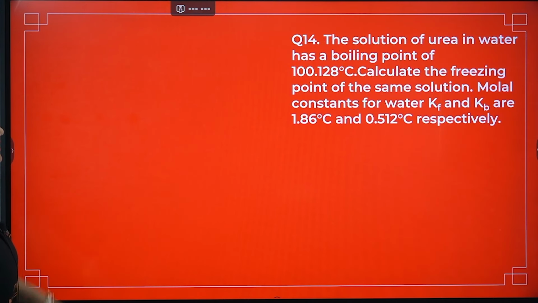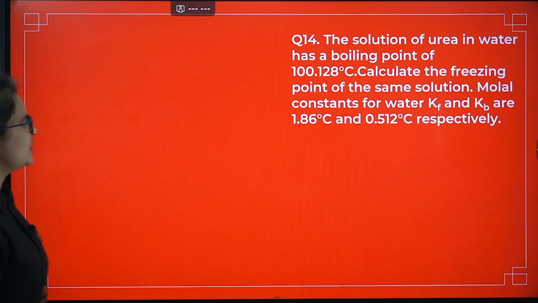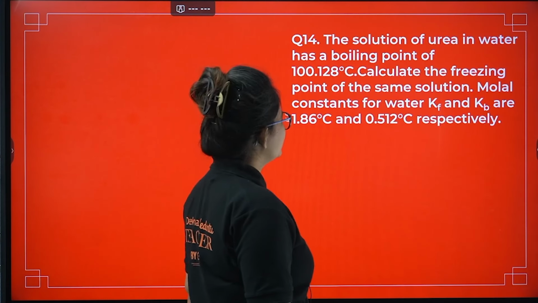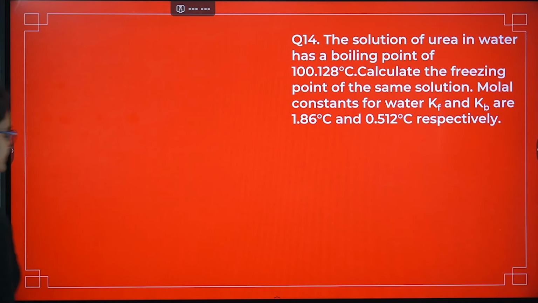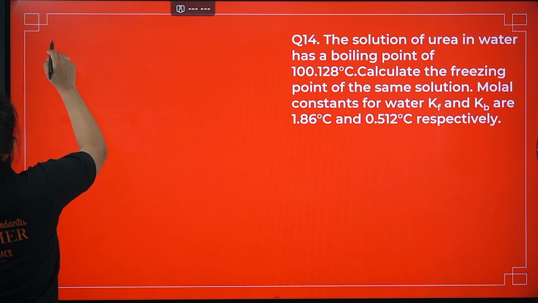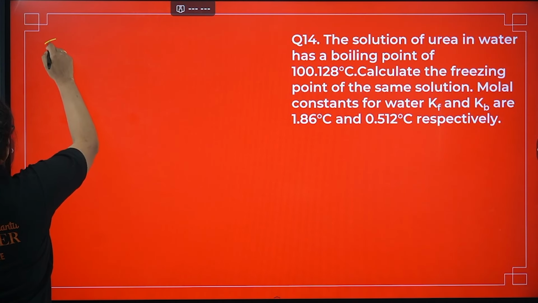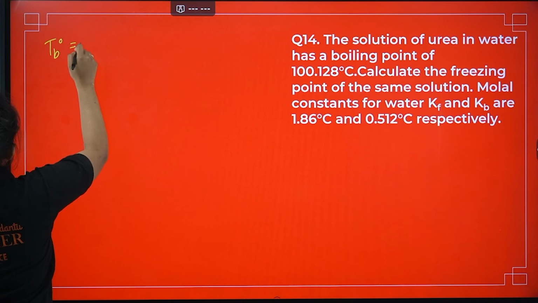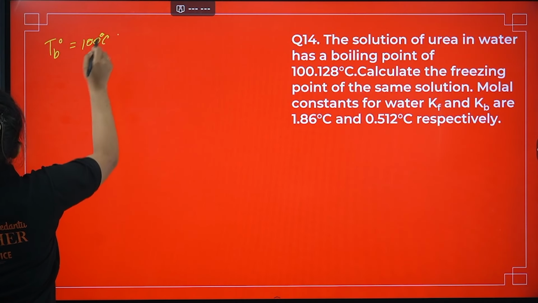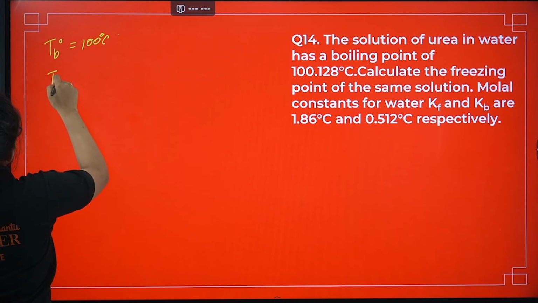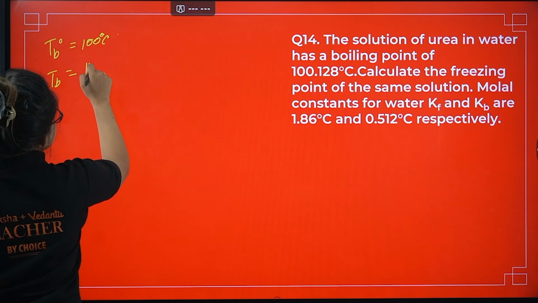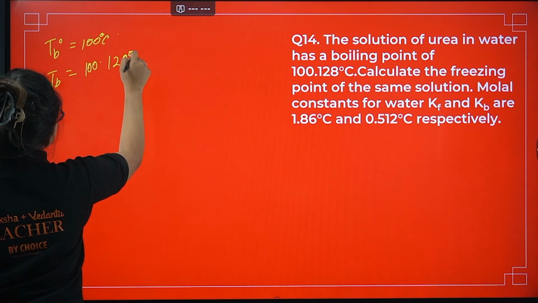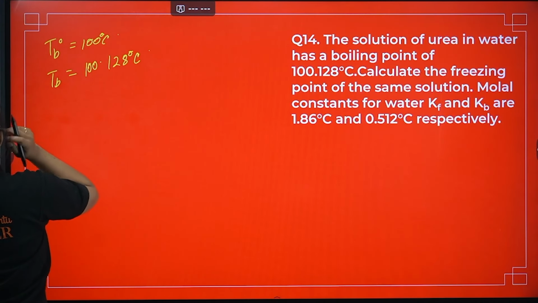Let's go ahead. The solution of urea in water has a boiling point given. Calculate the freezing point of the same solution. The molal constants of water, Kf and Kb, are also given. So what have they given? Boiling point of water, let's take Tb naught, is given as 100 degrees Celsius. Now Tb is given as 100.128 degrees Celsius, right? So now what do you have to do?